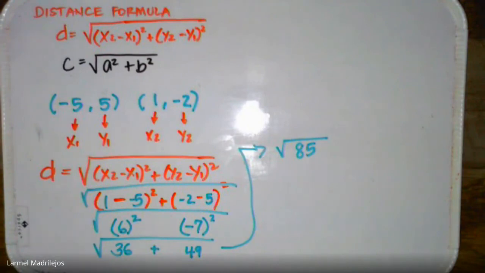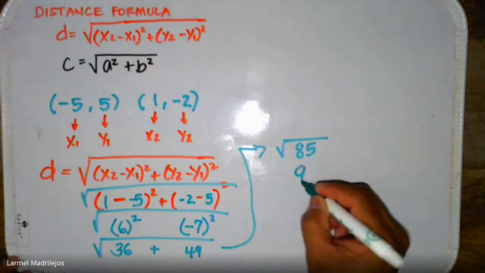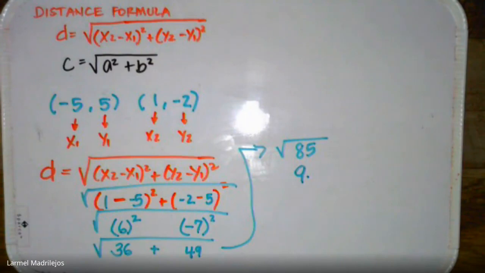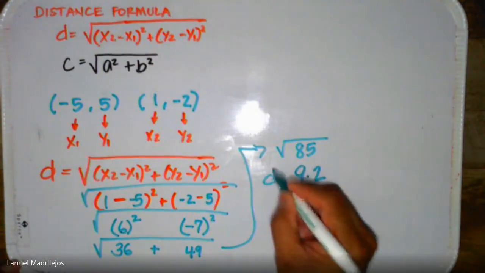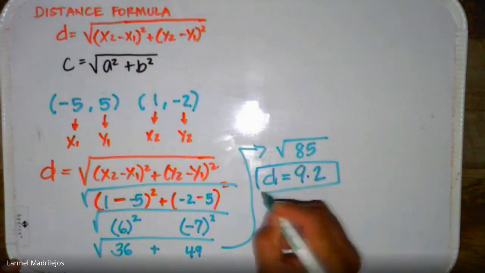Now what's the square root of 85? 9 times 9 is what? 91. No, sorry. 9 times 9 is 81. So it means the answer here is about 9 point something. If we put it in the calculator, it's around 9.2. So the distance is going to be 9.2.